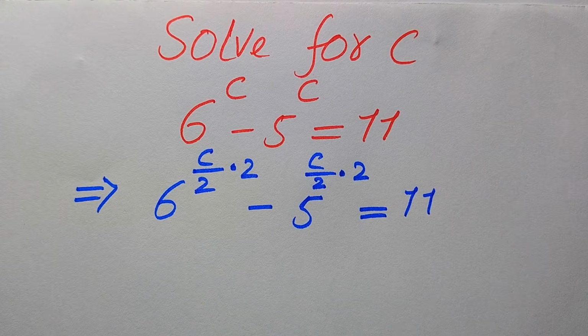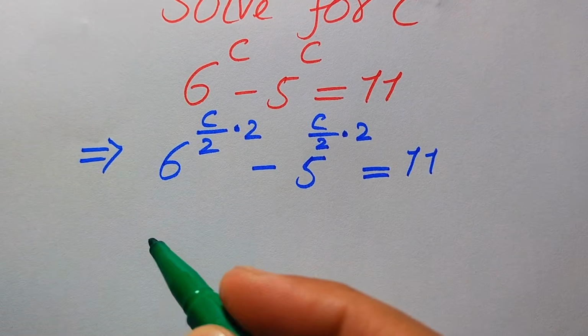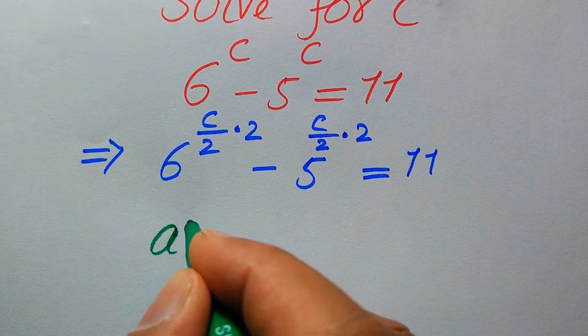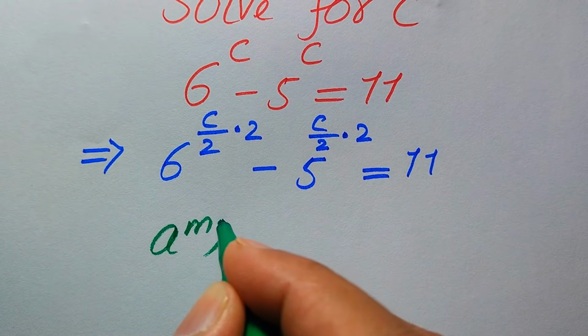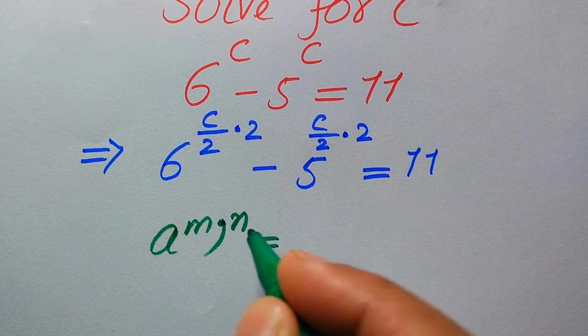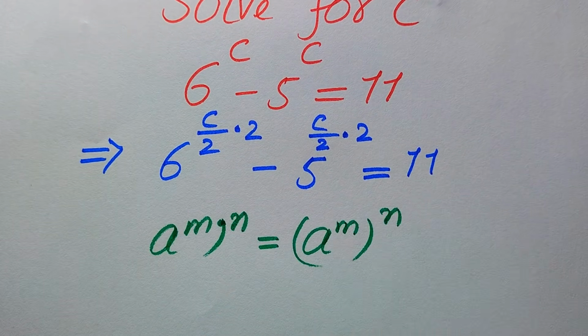You know about this law. If we have a to the power of m to the power of n, or in other words, if we have the product of two exponents, a to the power of m multiplied by n, we write it as a to the power of m to the power of n.